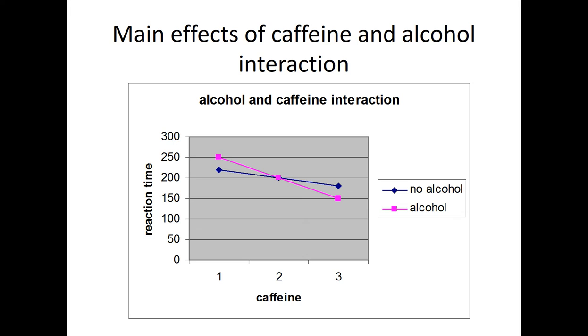In other words, there'd be no effect of caffeine on its own, no reliable effect of alcohol on its own. It would all depend on the combination of the two. So if you have no main effect but an interaction, that means that the only thing that's really important is how the two combine. Okay, so that's the end of this one.